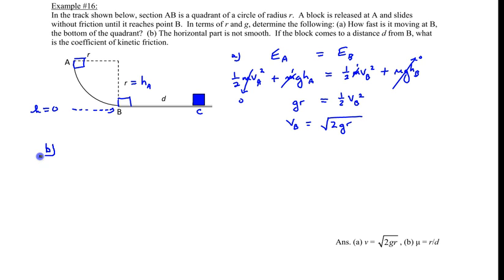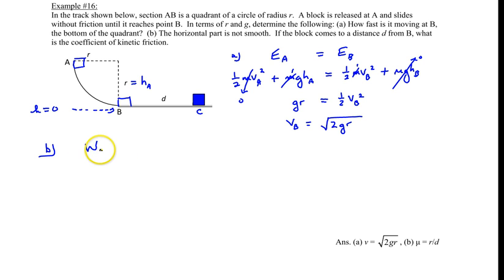Okay, moving on to part B. We're asked to determine, if when it moves from B to C it slides the distance d and comes to a rest, what would be the coefficient of kinetic friction as the block slides? So there's a couple approaches that you can follow. One could use dynamics and draw a free body diagram, but since this is an energy chapter, let's use our idea that we developed with work done by friction.